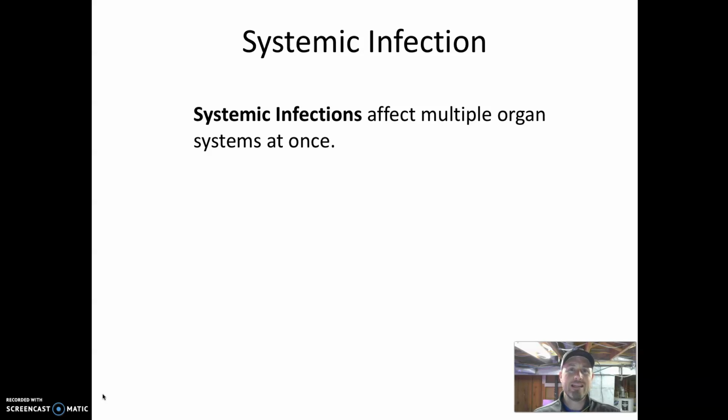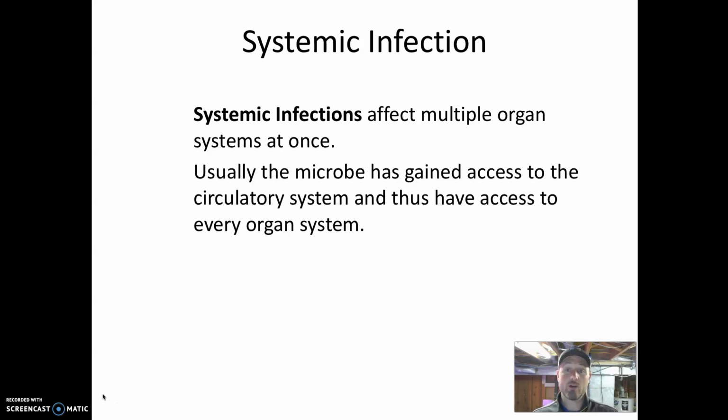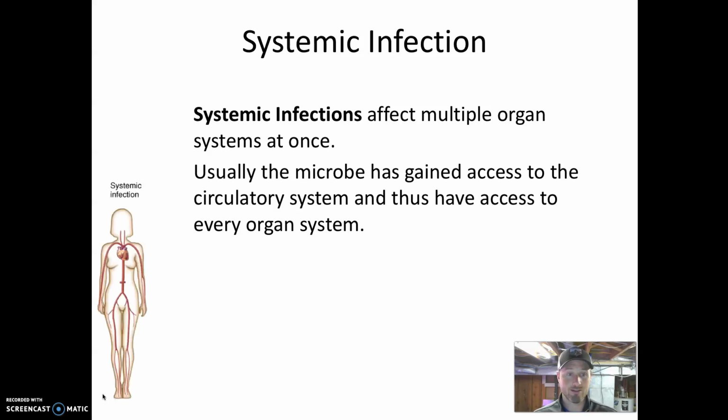And what makes an infection systemic is usually that the microbe has gained access to the circulatory system, the bloodstream. And that has allowed the infectious organism, the bacteria or virus, to gain access to every organ system of the body. That's because our circulatory system touches every organ system in the body. So the most common way that things become systemic and spread everywhere is by getting access to the circulatory system.